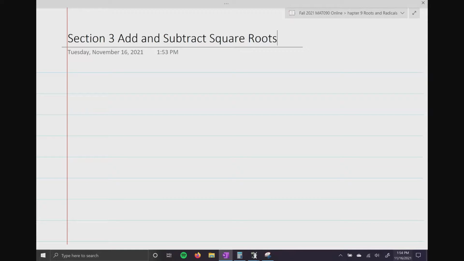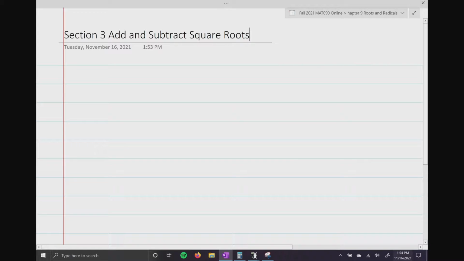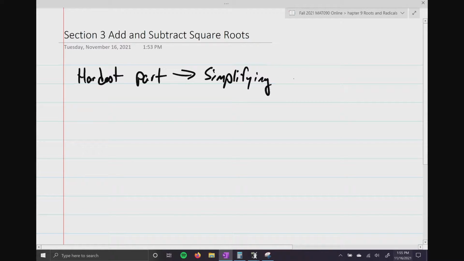All right, so we're in section 3, add and subtract square roots. Now, the hardest part about this is just simplifying the square root. So let me write that down real quick. The hardest part is going to be simplifying our radicals. Okay?